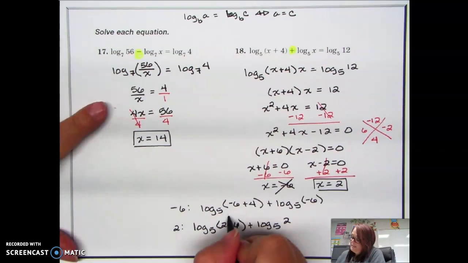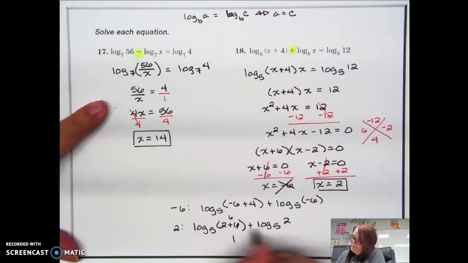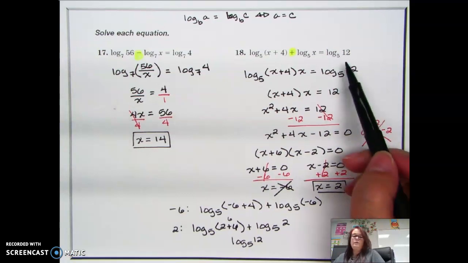Then if you're wondering, this is 6. So if I'm adding my exponents, I am multiplying my numbers, and I get log base 5 of 12, just like I was hoping for at the beginning of my problem.